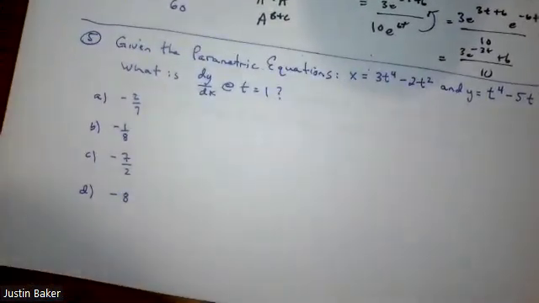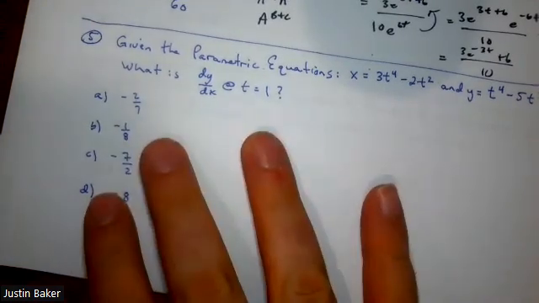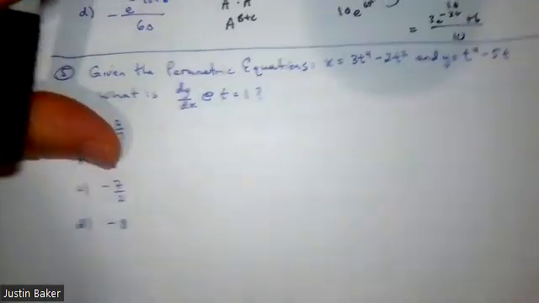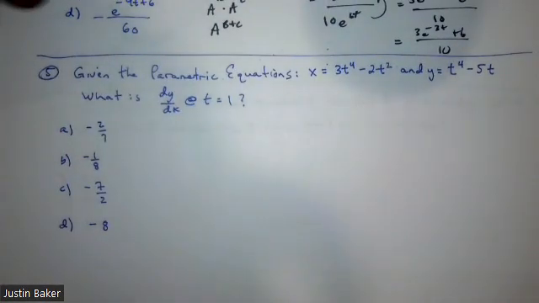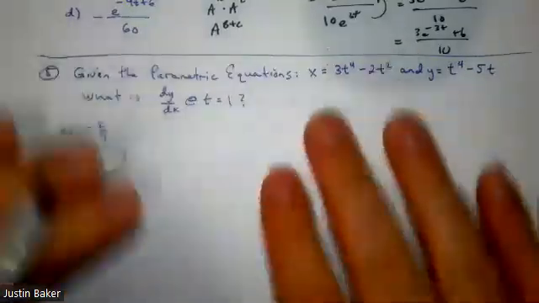Okay, for number 5, find the dy/dx at t is equal to 1. Did you come up with -1/8? Okay, yeah, -1/8 is your answer there. All right, number 6. Let's see what we got here.